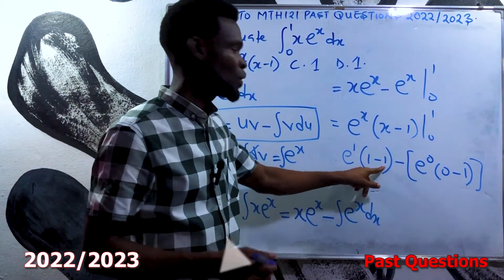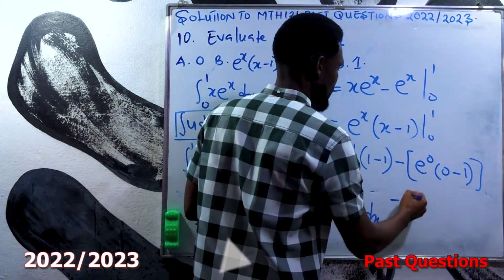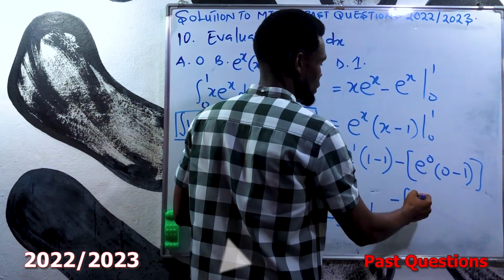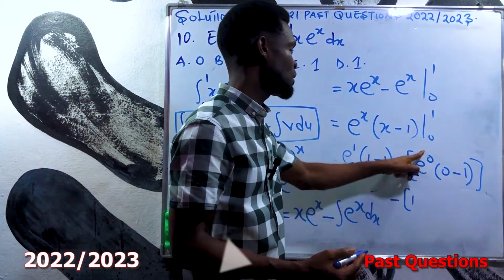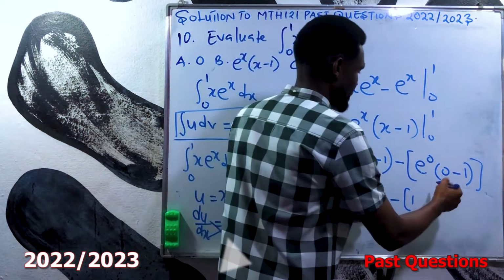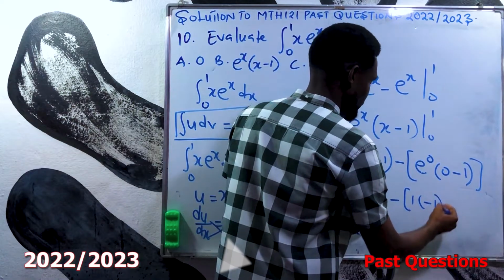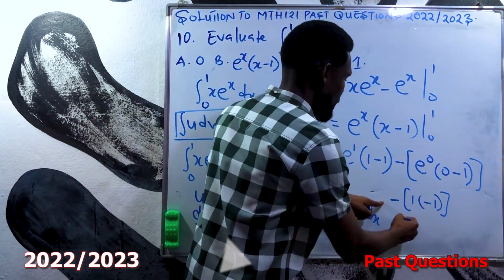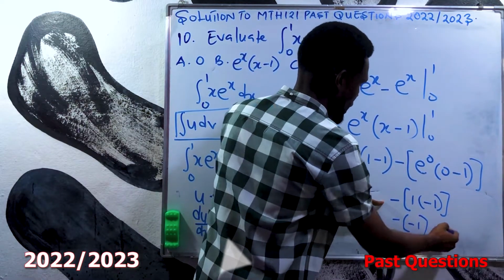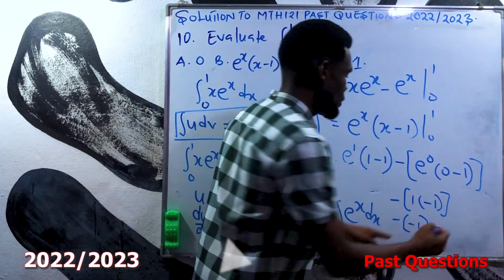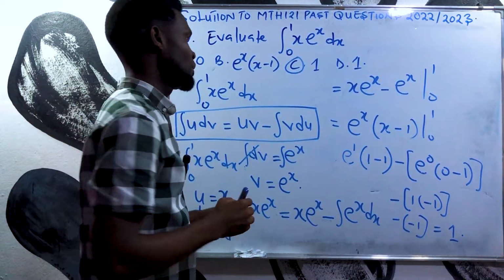1 minus 1 is 0. 0 times exponential 1 is 0. So everything there is gone. I'm left with minus into exponential 0, which is 1. Mathematically, from the laws of indices, anything raised to the power 0 is 1. Okay, and then 0 minus 1 is minus 1. So this is minus into 1 times minus 1, which is minus 1. And then minus times minus 1 is plus 1. So that means that the answer is plus 1, which is C.